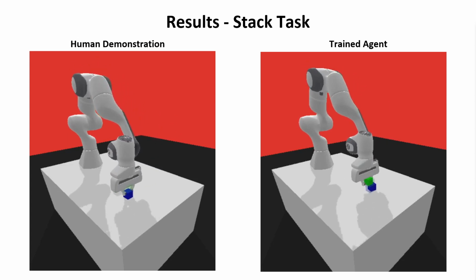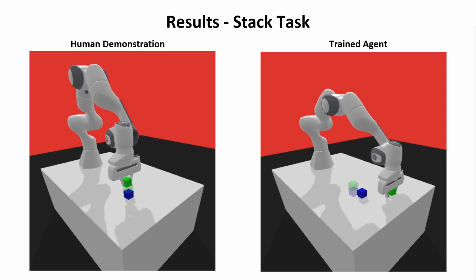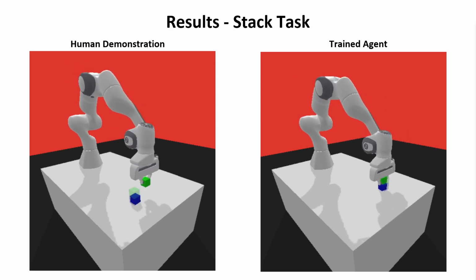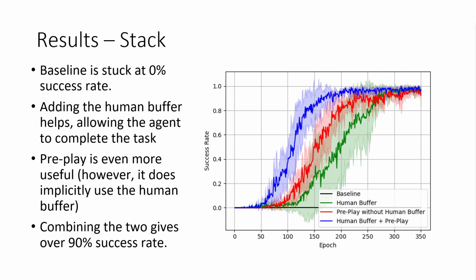In this task, the agent must stack 2 blocks at a specified location on the table. Baseline DDPG plus HER was unable to solve this long horizon problem, with a constant 0% success rate. By leveraging a single human demonstration, however, our method allowed the agent to successfully learn the task. On this task, we analyzed the effectiveness of both the human buffer and our pre-play strategy. From our results, we see that either of these strategies allows the agent to learn the task, but combining them leads to the fastest learning.